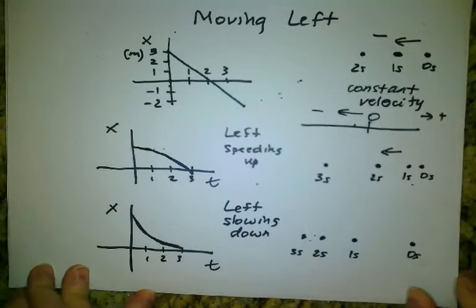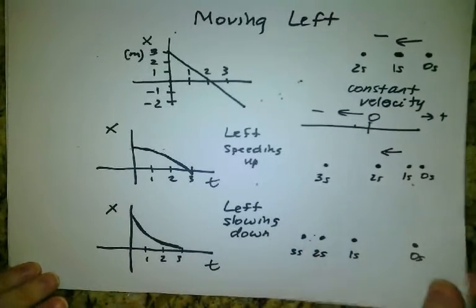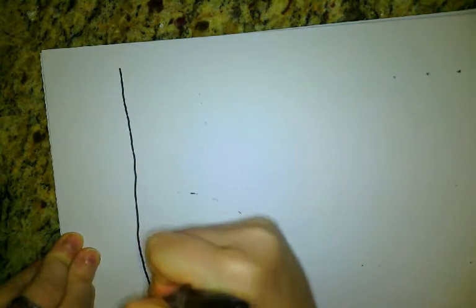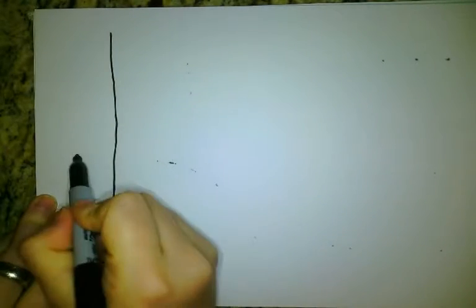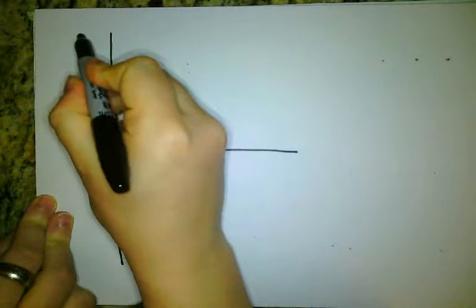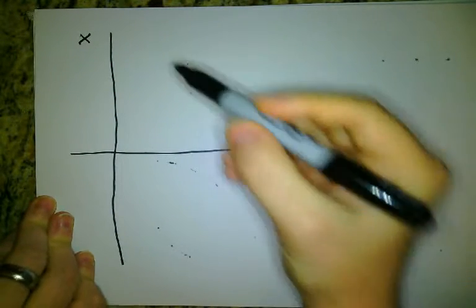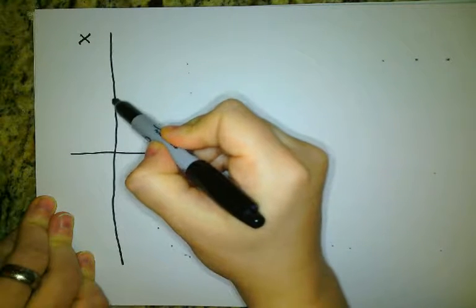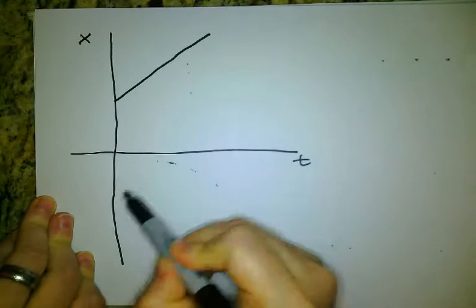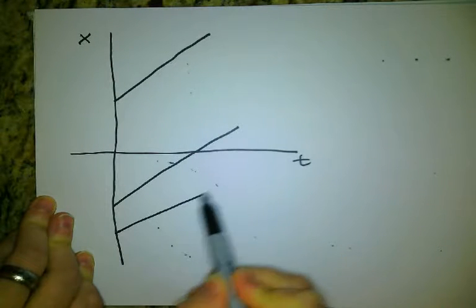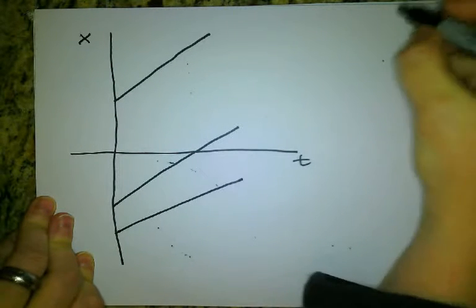So let's review what these shapes can look like on a position time graph and what they mean. So here's a big old position time graph right here. I'm going to put everything on it. So first of all, we can have graphs that look like this, right? What does this mean?